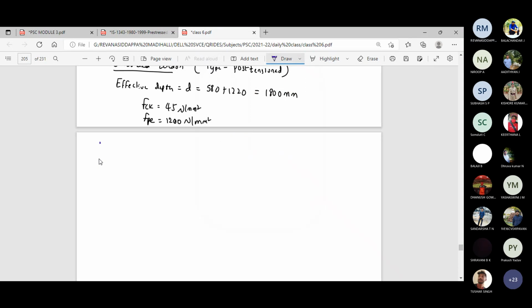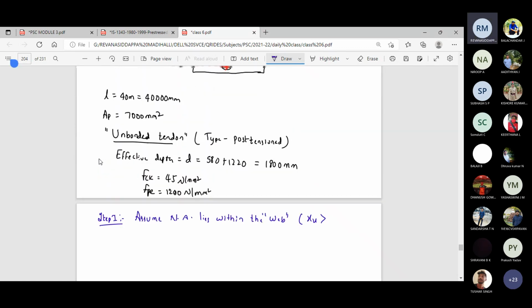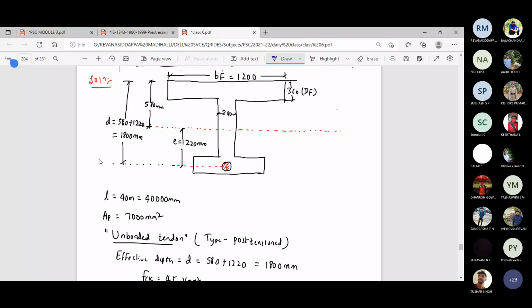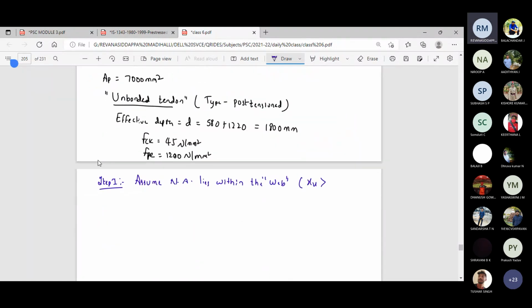Step one. Assume the neutral axis lies within the web. That is, the depth of neutral axis lies within the web means it is greater than 360 mm, nothing but DF.